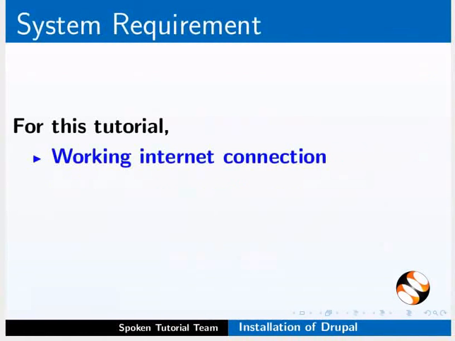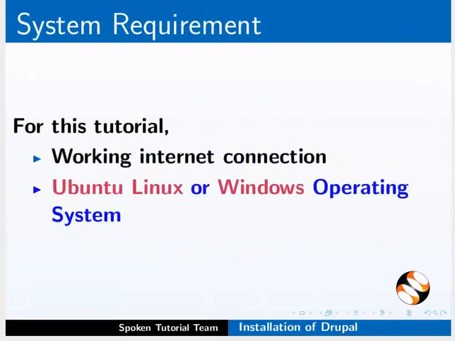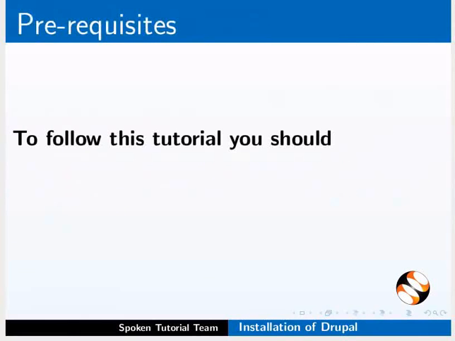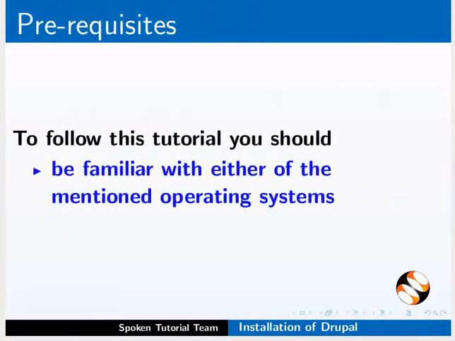For this tutorial, you will need a working internet connection to install the latest version from the web, or you may be provided with the required local files. You should also have a machine installed with either Ubuntu Linux or Windows operating system. To follow this tutorial, you should be familiar with either of the mentioned operating systems.